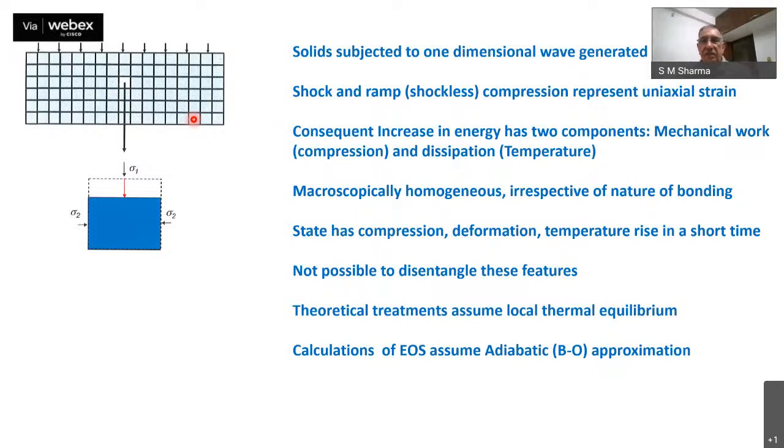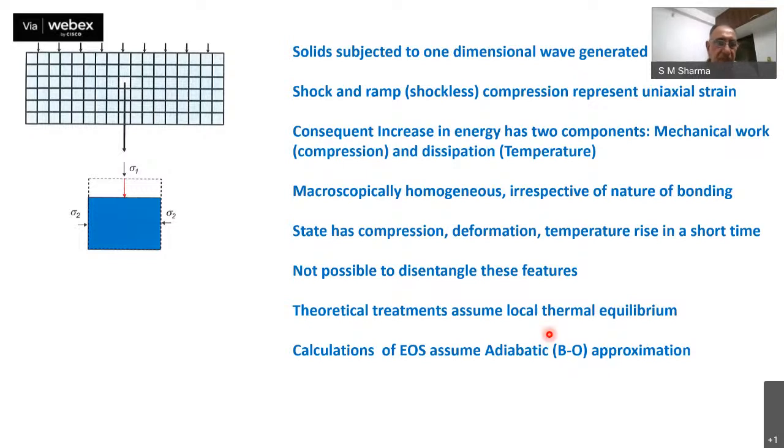The shock and the ramp compression, therefore, represents uniaxial strain. Consequent increase in energy has two components. One is the mechanical, which is the compression part, and also dissipation, which is the temperature part. Macroscopically, this state is homogeneous. However, microscopically, there could be certain issues, and if time permits, we'll talk about it. But macroscopically, this compression is homogeneous, irrespective of the nature of bonding. So whether you are compressing a liquid or a hard material like diamond, this state is really homogeneous.